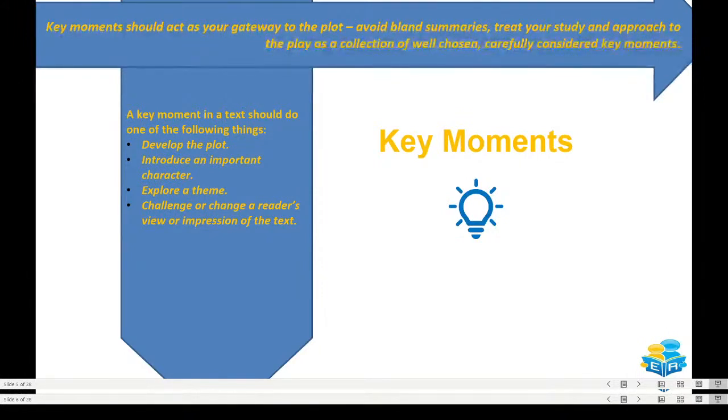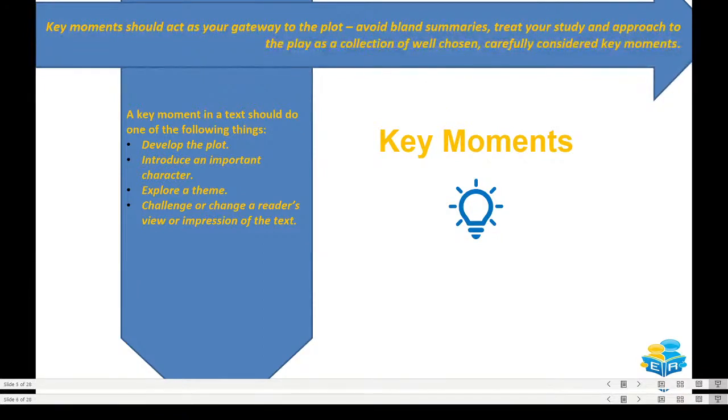This is important now, and this is something that students do no matter how many times I'm sure your own teachers have said this to you. Key moments should act as your gateway to the plot. Please, you have to avoid these bland summaries. You can safely assume that the person examining and correcting your work knows the plot. You're not being expected to start from scratch. So avoid these bland summaries.